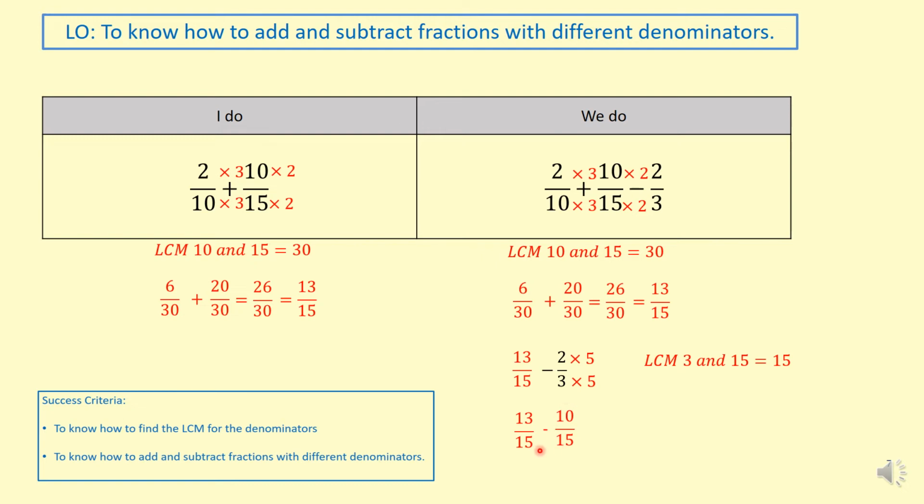Now I have the same denominator, so I do the subtraction. I write one of the denominators, subtract the top, which gives 3 over 15. Check your answer if it's in simplest form. Both 3 and 15 are divisible by 3. So if I divide top and bottom by 3, I end up with 1 over 5, because 3 divided by 3 is 1, 15 divided by 3 is 5, and this is the simplest answer. Excellent if you managed to do this one right.